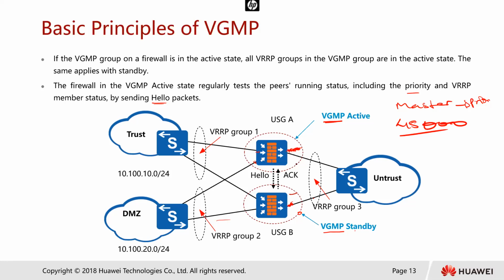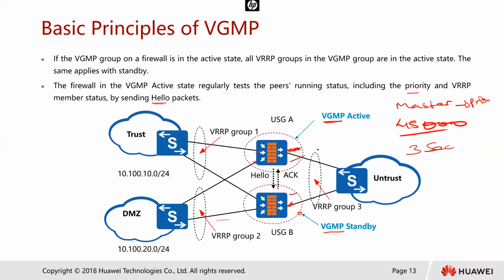So the difference from the VRRP group is that the VGMP standby firewall receives a hello packet. After receiving the hello packet, it replies with an acknowledgement message carrying its own priority and status of member groups. By default, we said that VGMP hello packets are sent every second. Packets are going. And if the standby firewall does not receive any hello packets from the active firewall after 3 hello packet periods, that is after 3 seconds, because one happens after 1 second, then the standby firewall regards that the peer fails and then switches over to active state.